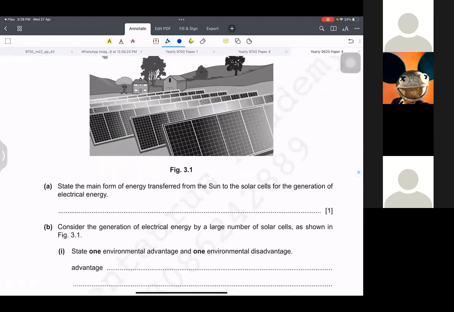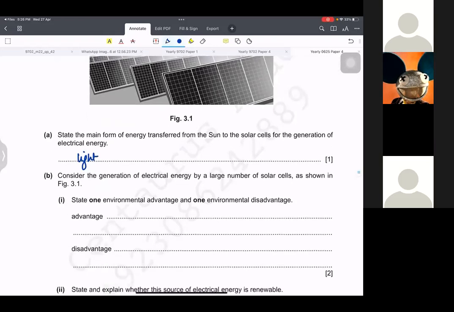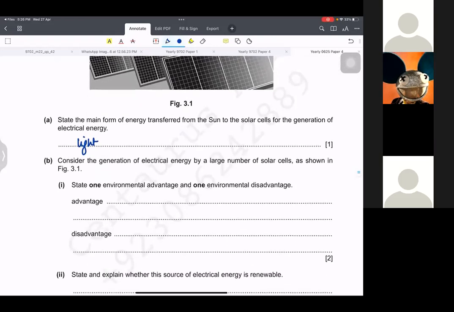State the main form of energy transfer from sun to solar generation of electrical energy. Light, you know. Then consider the generation of electrical energy by large number of solar cells. State one environmental advantage and one disadvantage. Environmental is that it produces no air pollution, right? That's something.